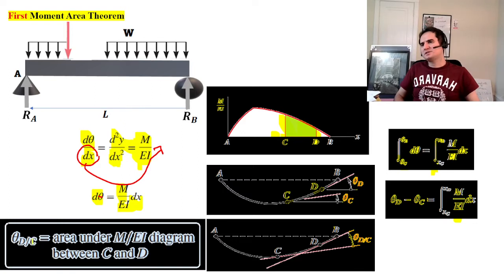So the first moment area theorem says theta of D with respect to C is the area under M over EI between those two points. That's M over EI, and that's the area under the two points C and D, and that's simply theta of D with respect to C.